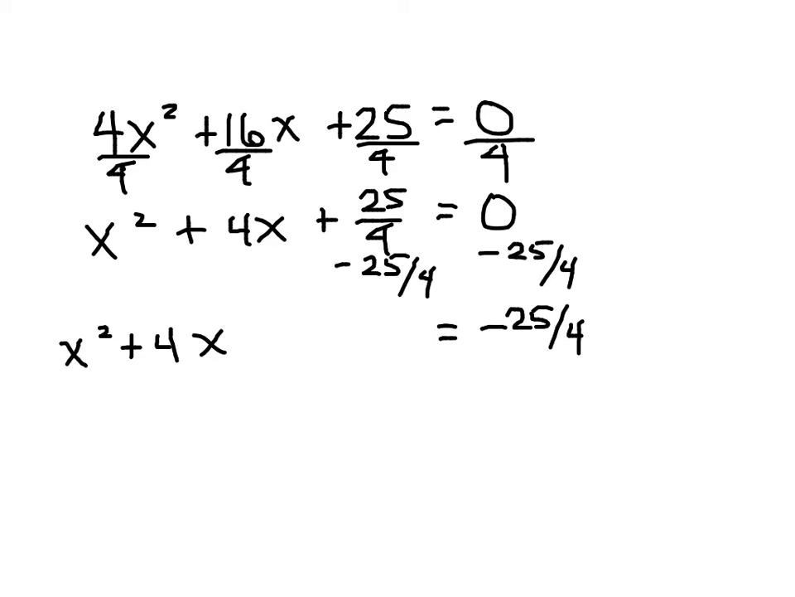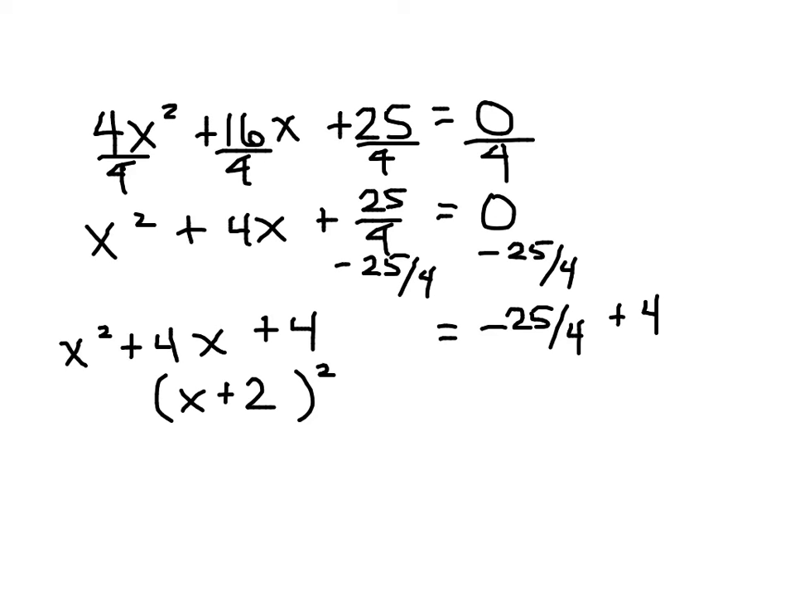Step 3, take the b divided by 2 and square it. What number is 4 divided by 2 squared? What's 4 divided by 2? 2. What's 2 squared? 4. Add 4. Add 4. Factor. What times what gives me x squared? X. What times what gives me 4 but adds to be 4? 2.